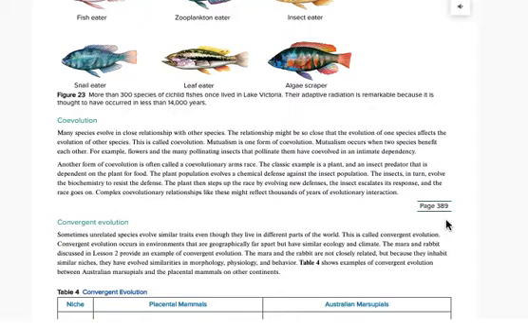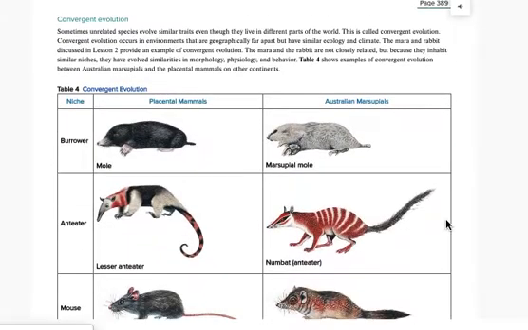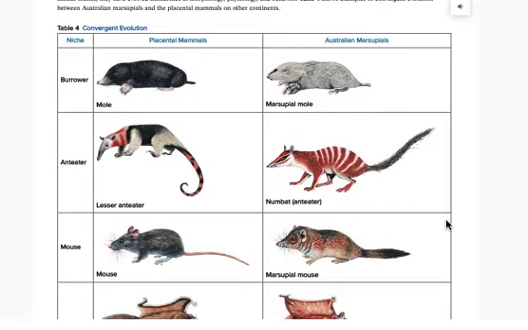Another pattern that we see is convergent evolution. Convergent evolution is when several things adapted and grew similarly but in different parts of the world. They solved the same problems but in different ways.